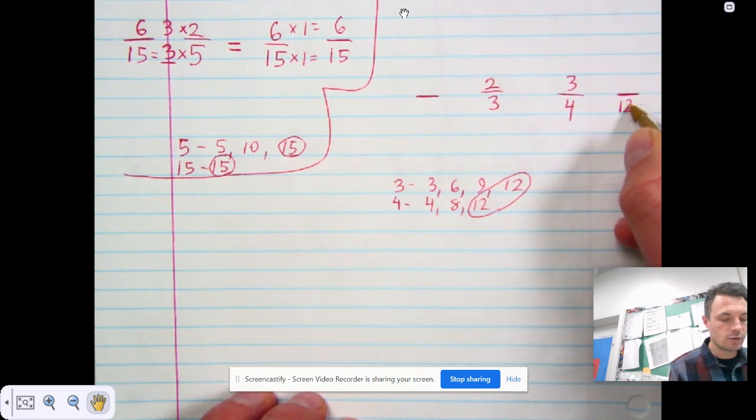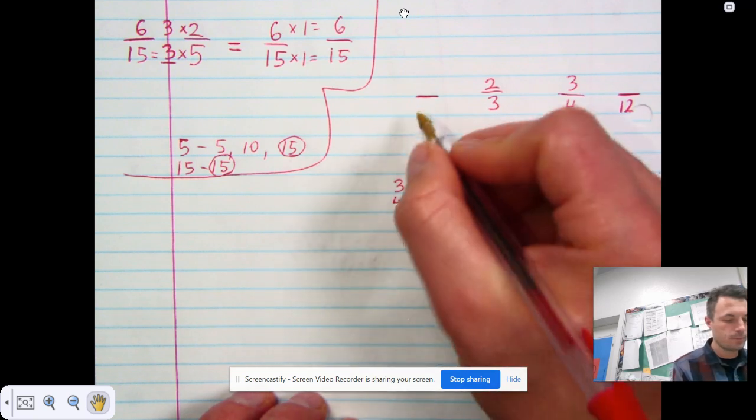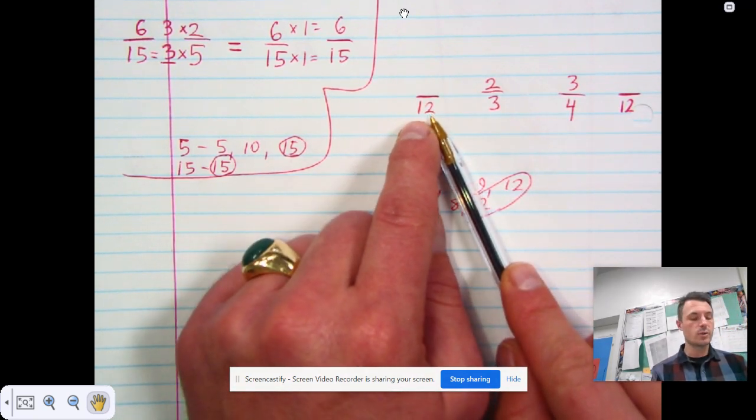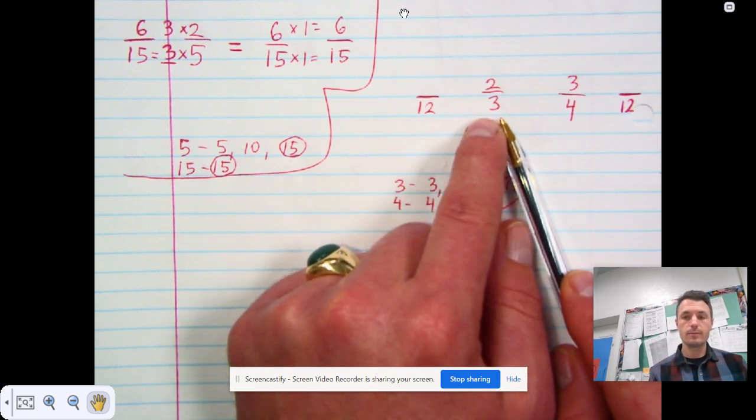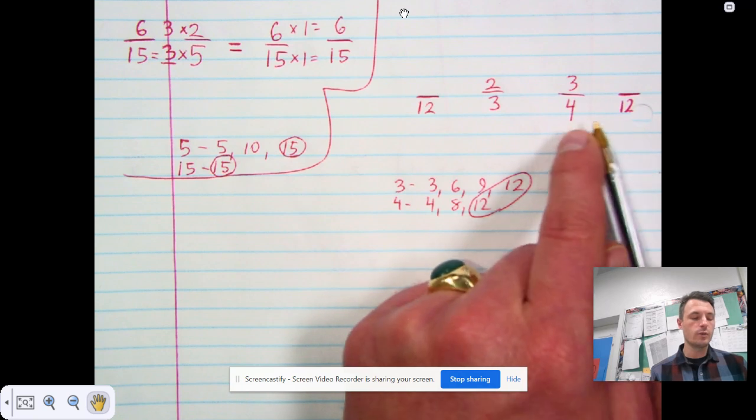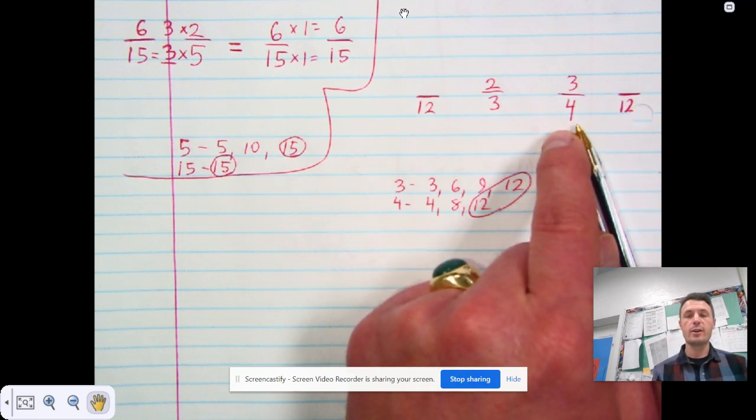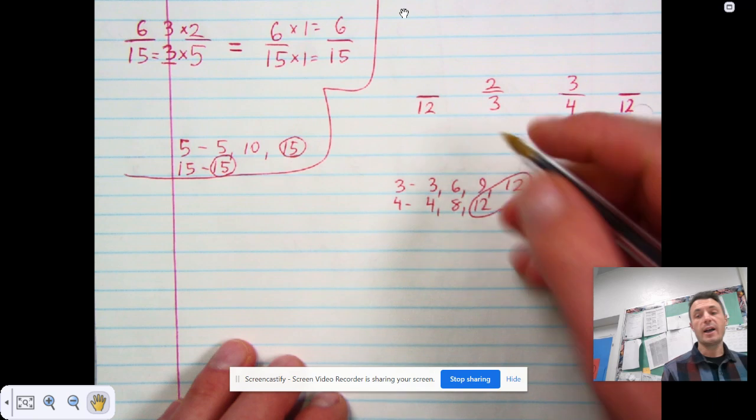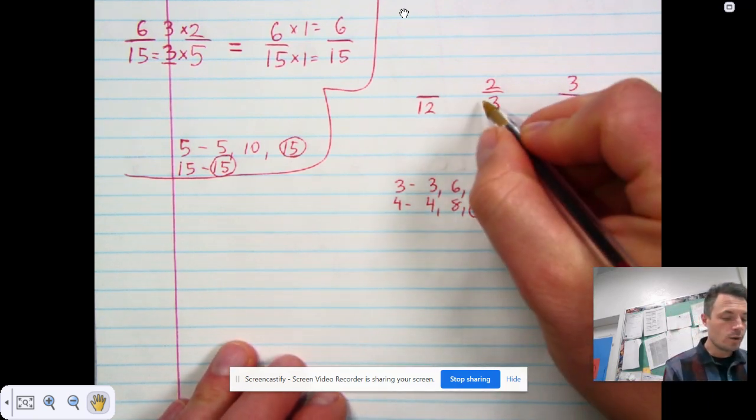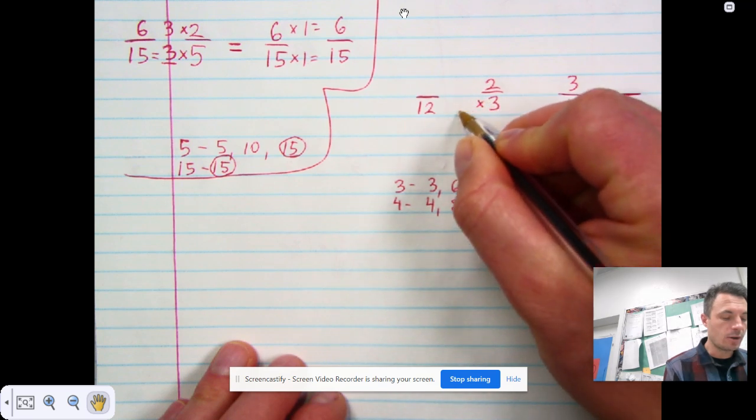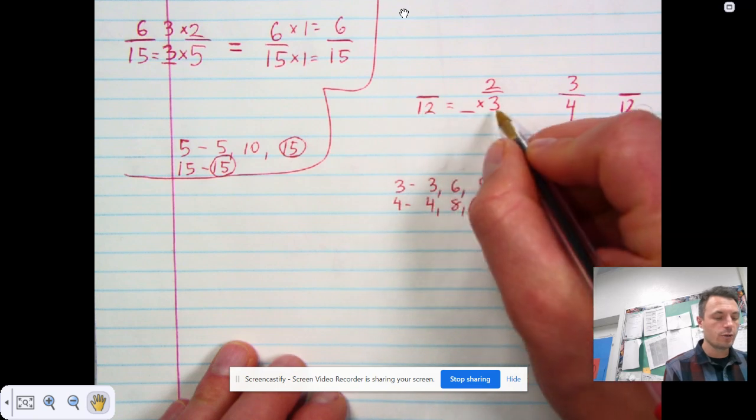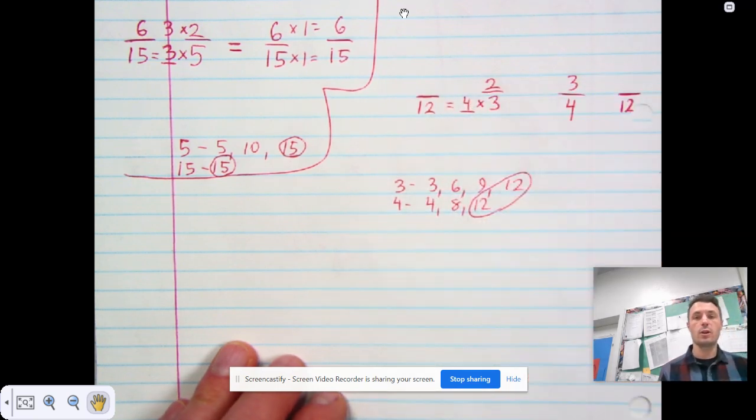They're both going to have 12 as a denominator. This one is going to have 12 as a denominator, and it's going to be equivalent to 2/3. And this one is going to have 12 as a denominator, and it's going to be equivalent to 3/4. How do we make them equivalent? By doing to the top whatever we do to the bottom. So we multiply across from our old denominator to our new denominator. What times 3 equals 12? 3 times 4 equals 12.